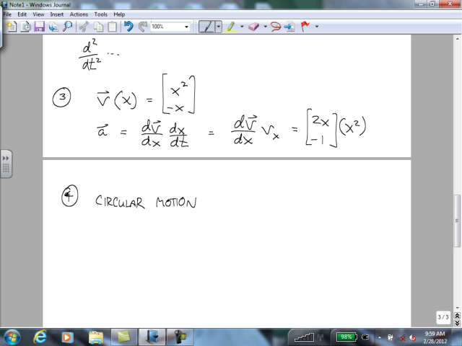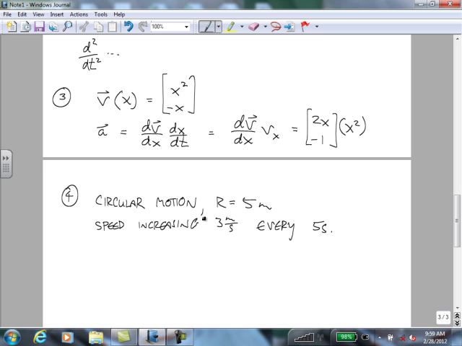Okay, and the last one, it's a circular motion with a radius of 5 meters, and the speed's increasing 3 meters per second every 5 seconds.